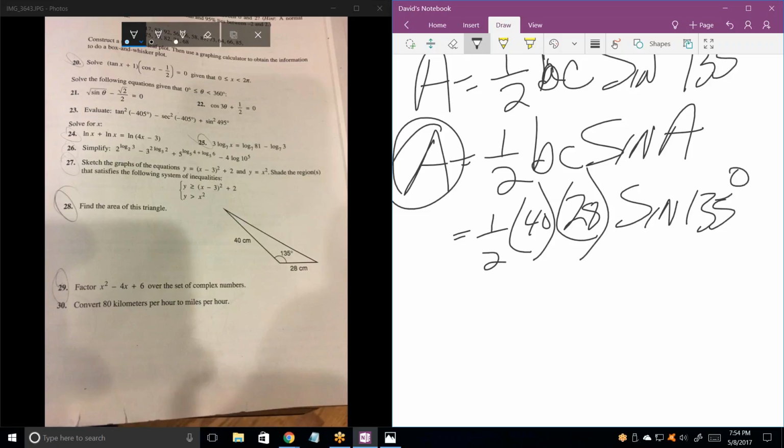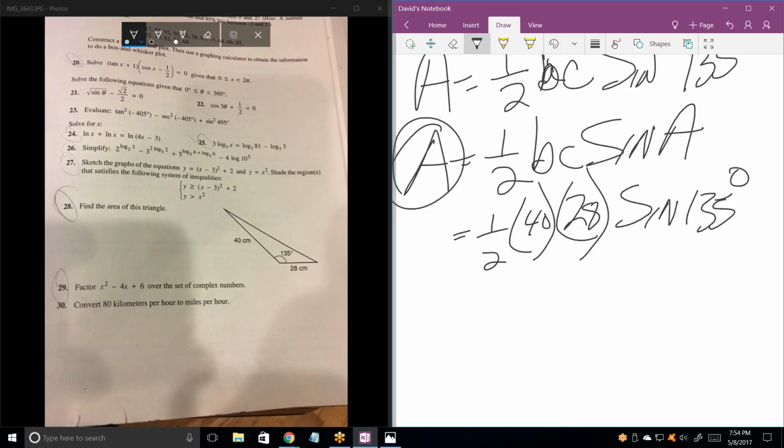Is the sine of 135 degrees positive or negative? It is positive. Better be, right? Otherwise we got a negative area, which you cannot have. So the sine is positive in the first and second quadrant. And with any triangle, the biggest angle you can have is 179 degrees, right? Yes. So that means the sine of that angle is always positive. So you always have a positive area.